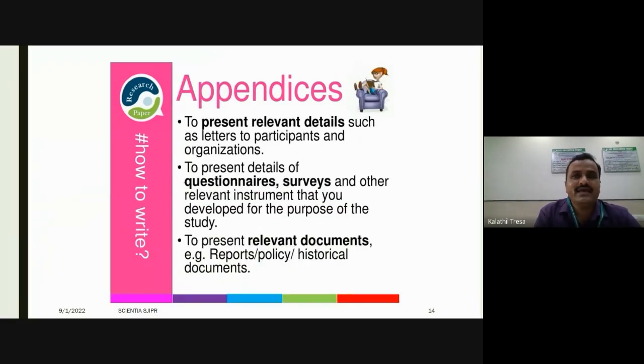Now the last one, that is the appendix. In most cases, the appendix is used in the thesis, not in the research paper. Here the data related to the research is attached in the form of appendices. That may be the questionnaire which is used to carry out that research, various surveys that are used, or any relevant documents. For example, the certificate of analysis, that is the COA certificates, or the plagiarism report, everything is to be attached in the appendix section.